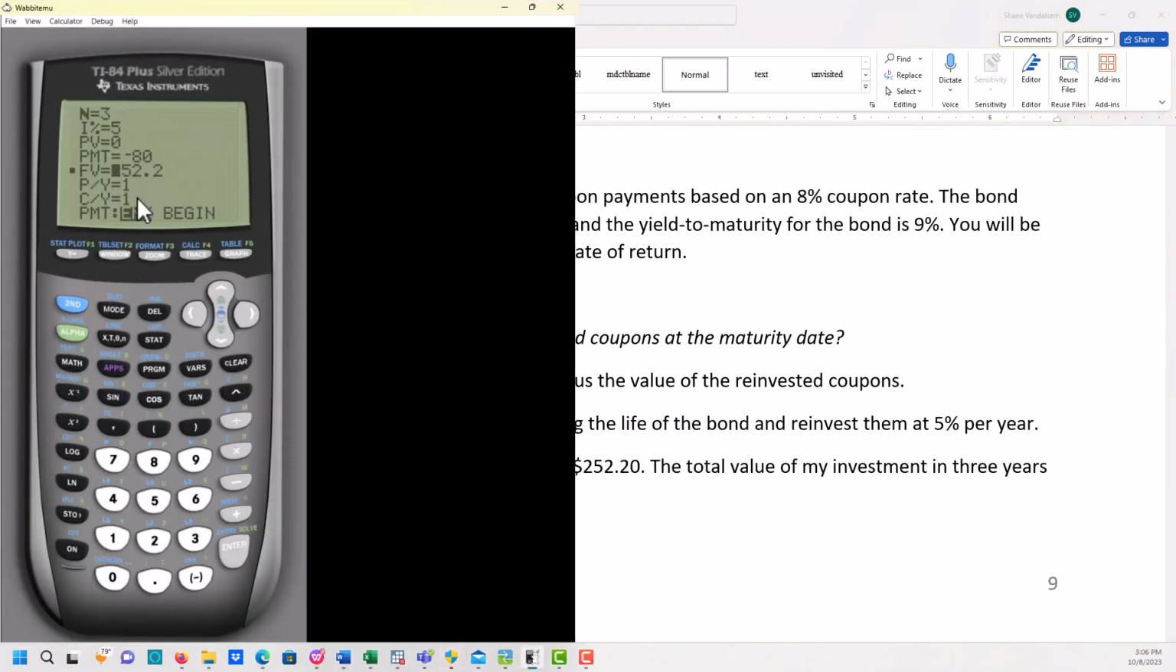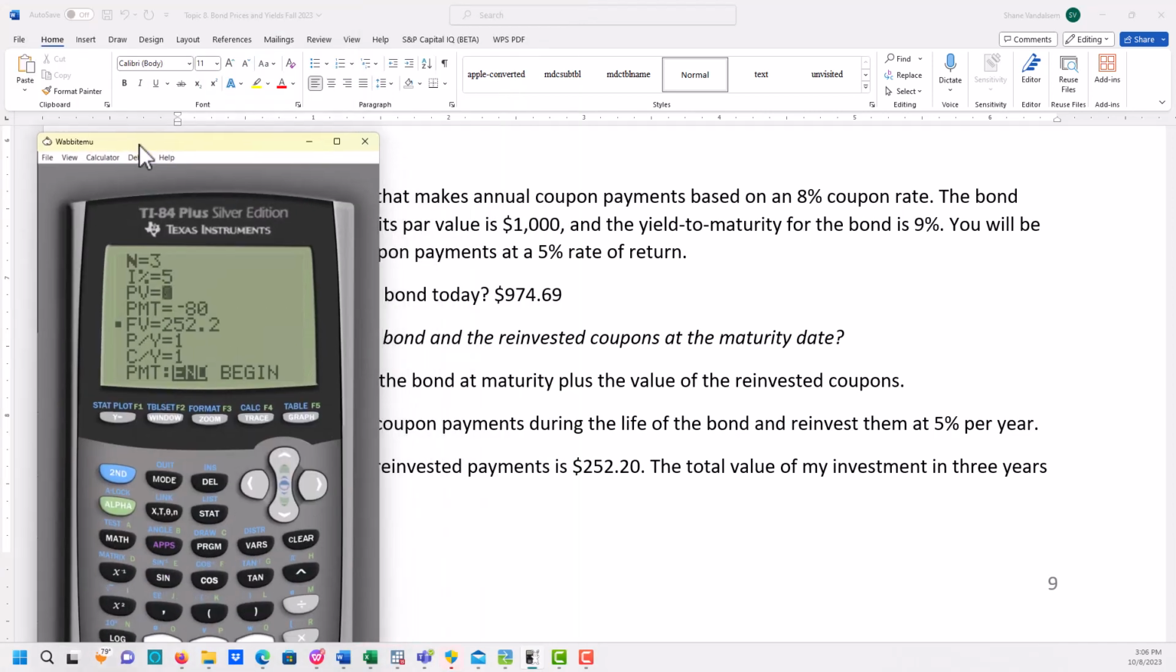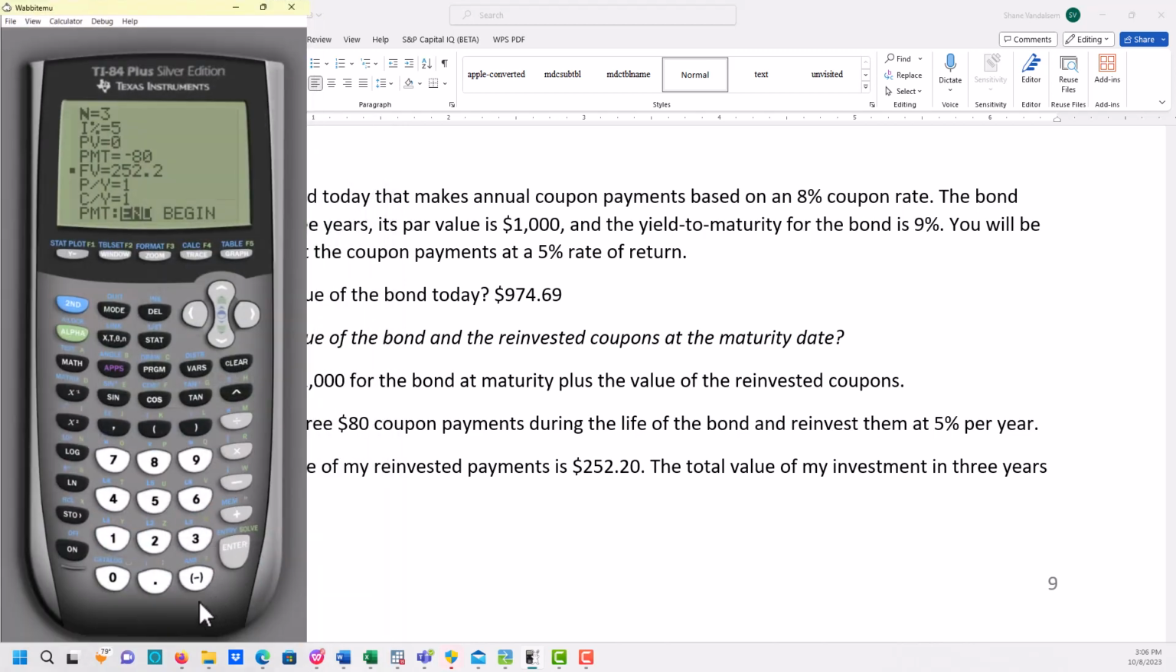So in my calculator, my N is equal to 3. My interest rate's what I'm looking for. My present value is the amount that I'm investing today. So that's $974.69. So I'm going to put in here negative $974.69. My payment is 0 because remember I'm investing all of those $80 payments, and then I'm going to pop out at the end with $1,252.20. And I'm going to calculate the rate of return. Oops, sorry about that. There we go. I'm going to calculate my rate of return now from doing so. And I get 8.71%.